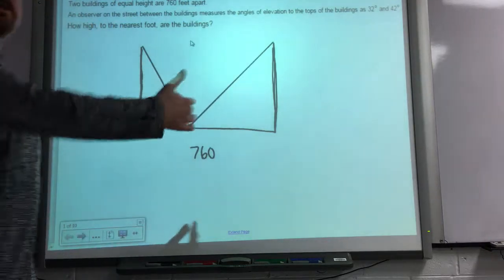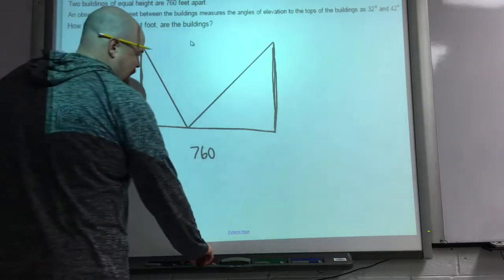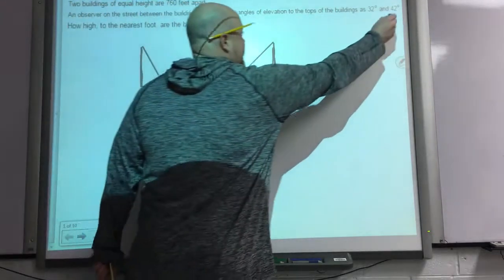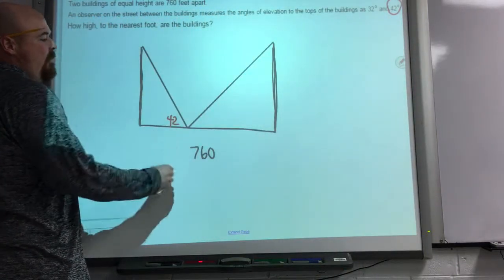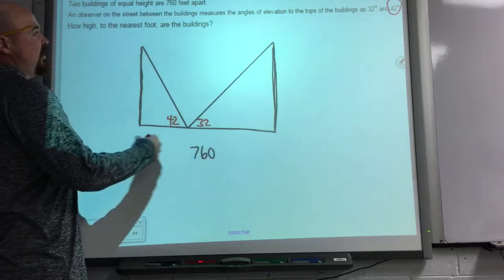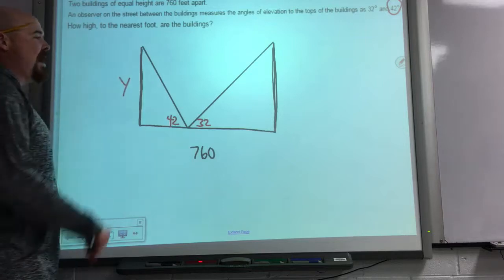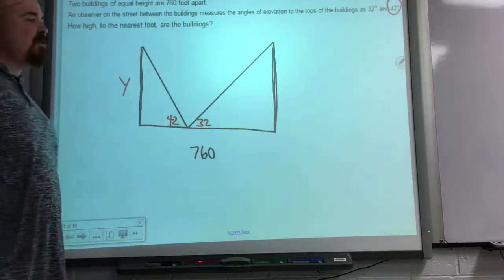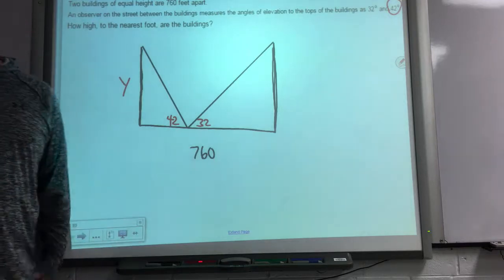So to mess with that a little bit, I'm going to move that person just off to the side. So my drawing is semi-accurate here. The higher degree of the angle, let's say the 42 degree angle, is over here, and the 32 degree angle is here. Now the question is asking how high, to the nearest foot, are the buildings. So let's call that y because it's a measure of height. This is the only information that I have.